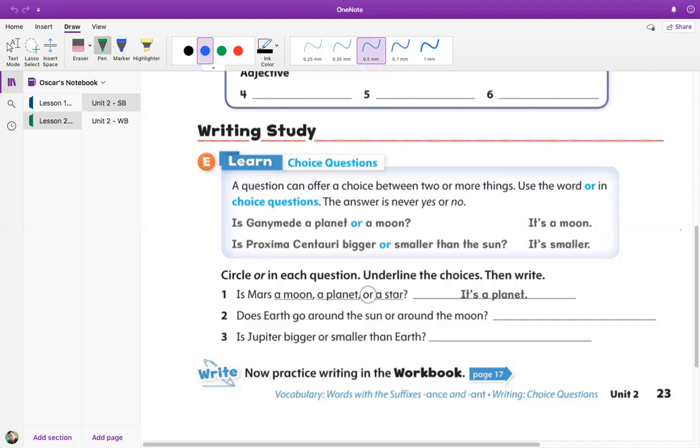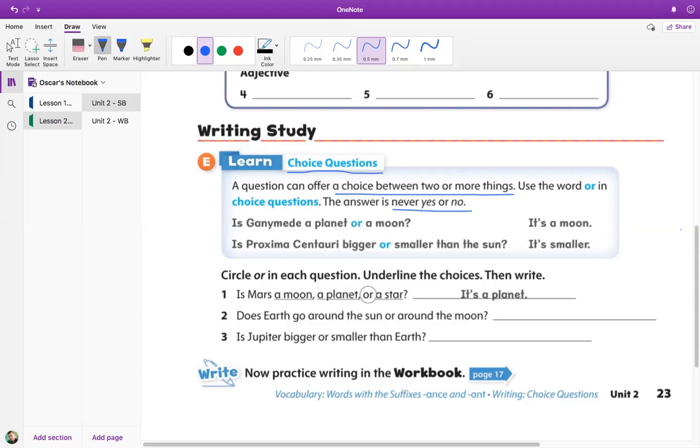Today, for the writing study, we are going to talk about choice questions. So, what are choice questions? They are questions that offer a choice between two or more things, and we use the word or in choice questions. The answers to choice questions are never yes or no. The answers will always be one of the choices that have been offered in the question.